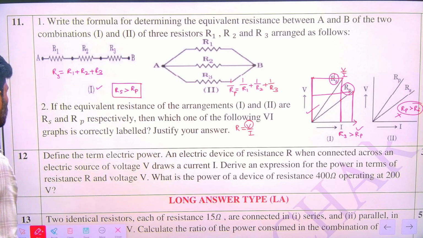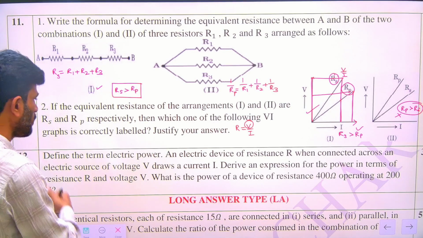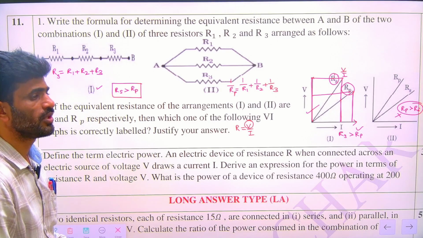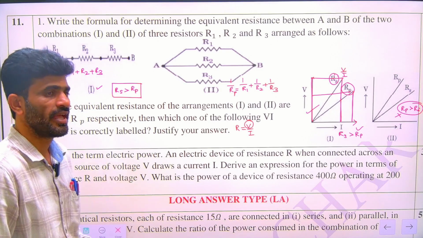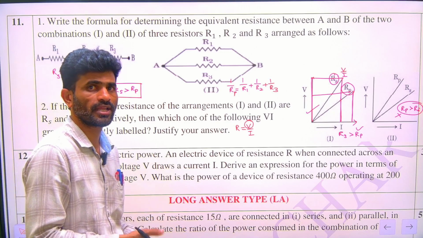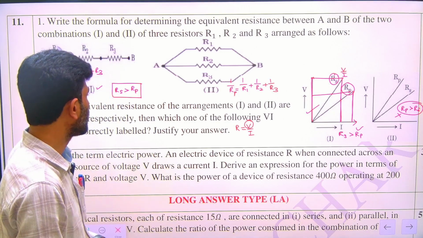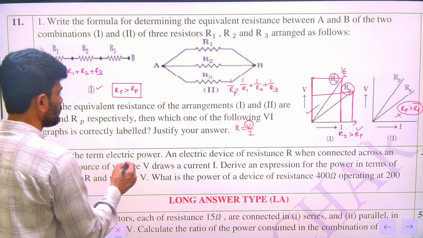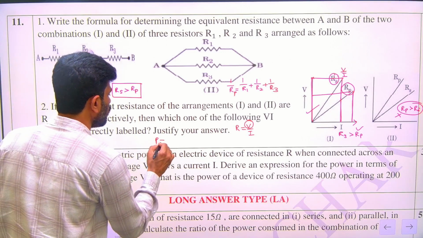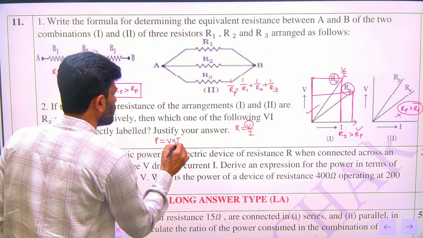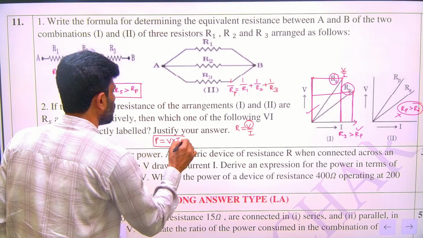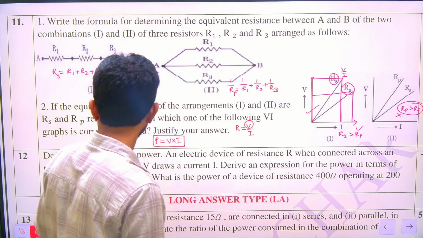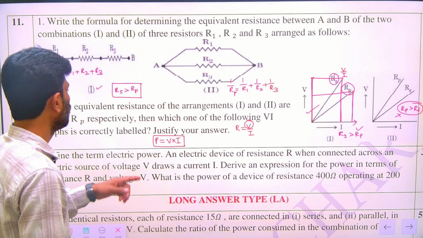Now coming to the 12th question, define the term electric power. How do you define power? Generally, rate of doing work. But in electricity, rate of consumption of electrical energy will be called power. What is the power formula? Power is equal to V into I. This is the power formula. But here what we have to derive? Derive an expression for the power in terms of resistance and voltage.